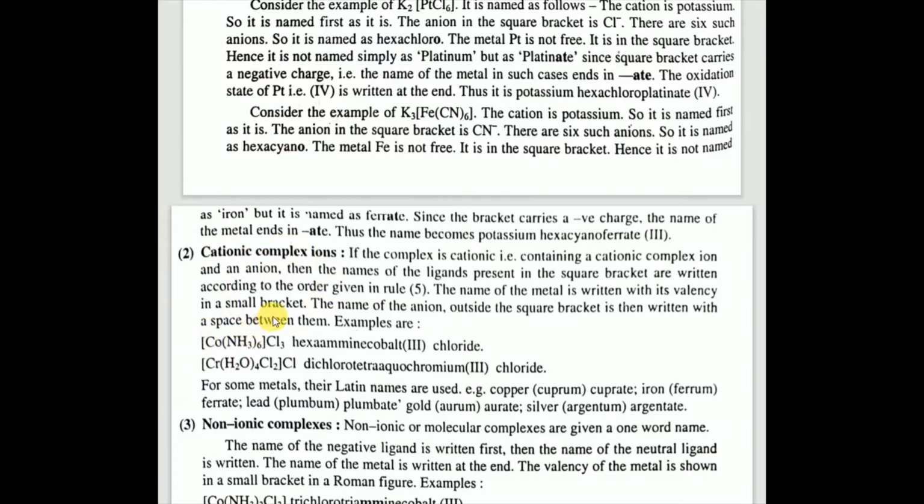First write the cation which is inside the square bracket, and then write the name of the anion which is outside the square bracket. See here, second example again. [Cr(H2O)4Cl2]Cl. In this cationic complex ion, there are 2 chlorine, then 4 water, and the metal is chromium. So its IUPAC name is dichlorotetraaquachromium(III) chloride.